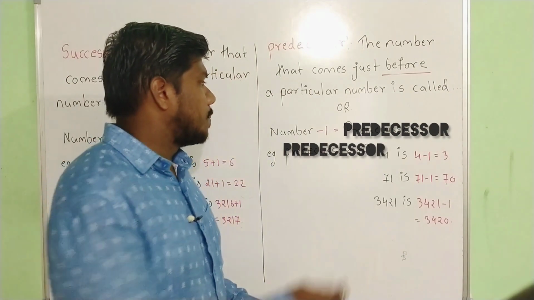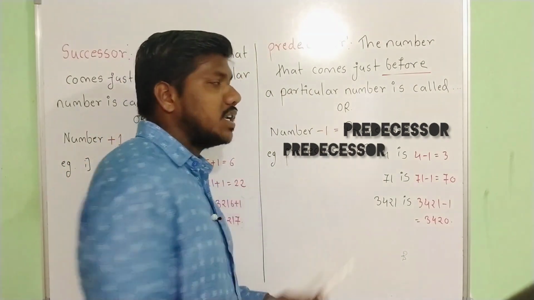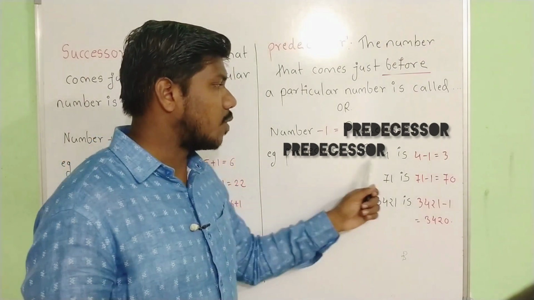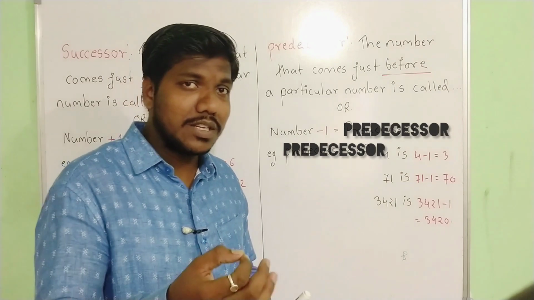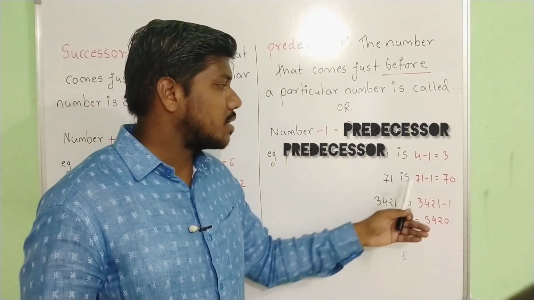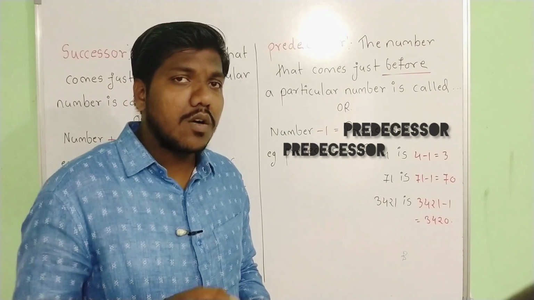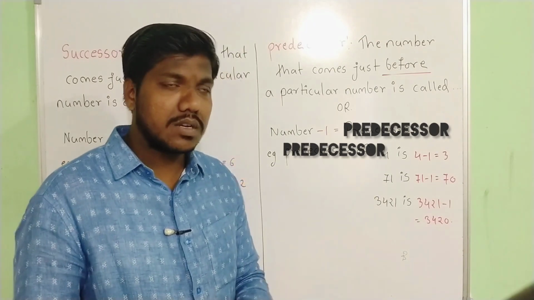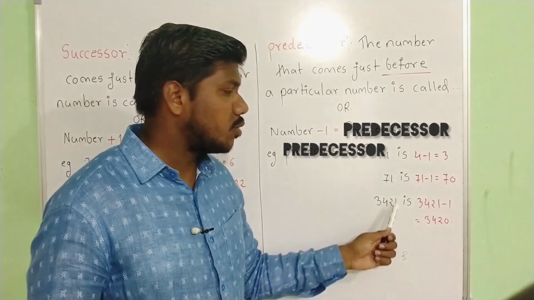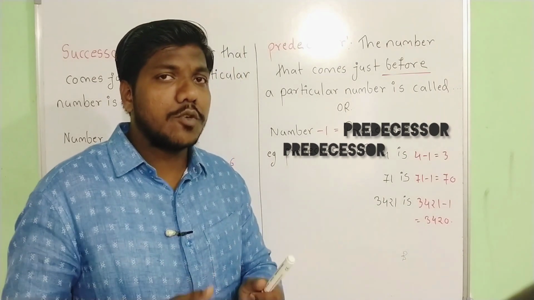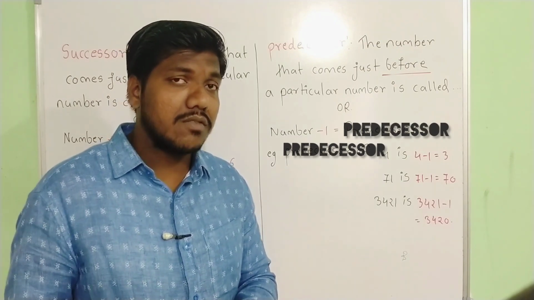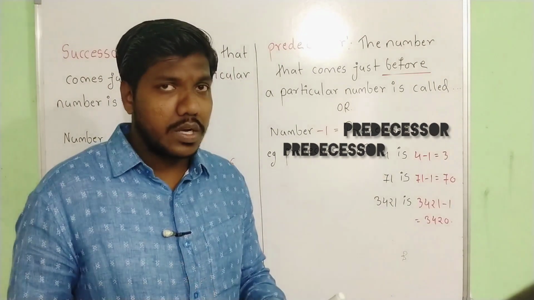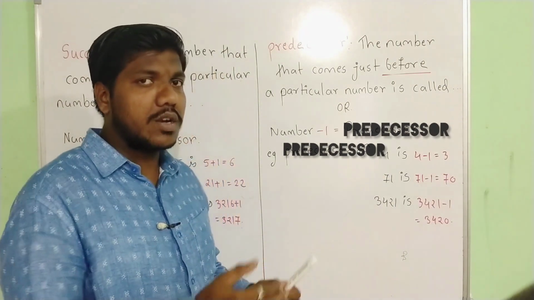Or we can say that given number minus 1 gives us the predecessor. Clear? So we have some examples. Predecessor of 4 is 4 minus 1, which is equal to 3. So 3 is the predecessor of 4. We have number 71. The predecessor of 71 is 71 minus 1, which is equal to 70. So 70 is the predecessor. Predecessor of 3421: just 3421 minus 1 gives us the predecessor, which is 3420. 3420 is the predecessor of 3421.